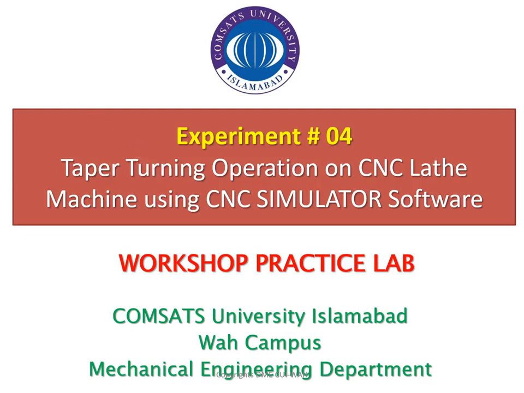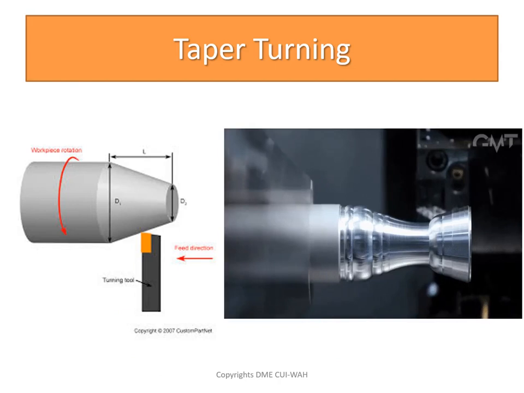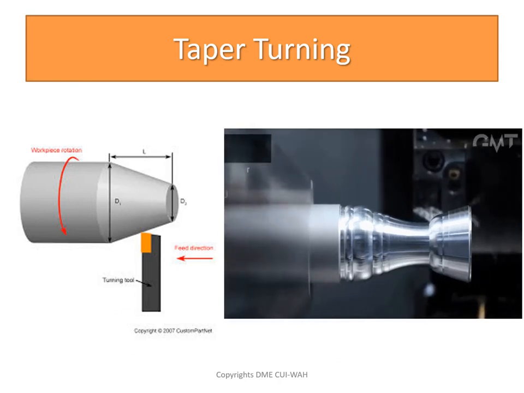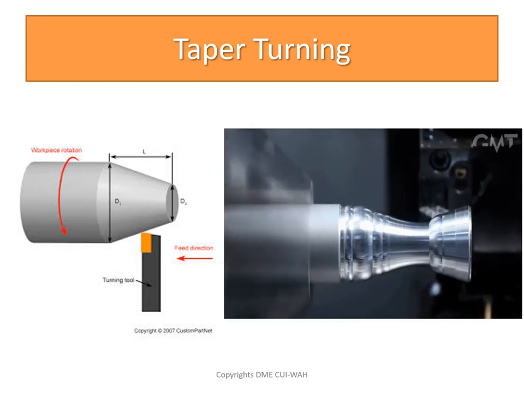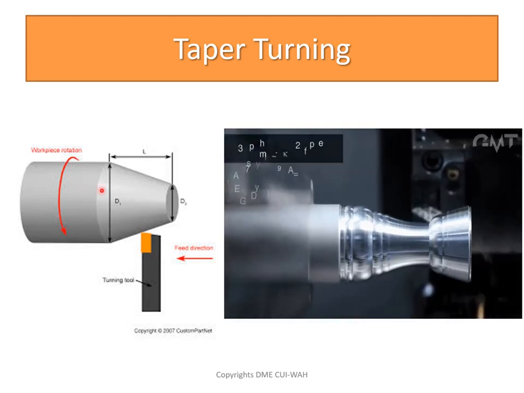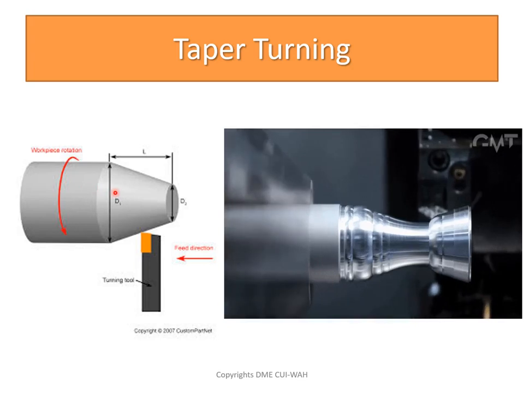Then after completing the code and checking it in CNC simulator software, we will run this code on our CNC lathe machine. In taper turning, the diameter of the workpiece uniformly changes from one end to another end. Like in this picture, we can see that the diameter is continuously decreasing from left to the right end of the workpiece.